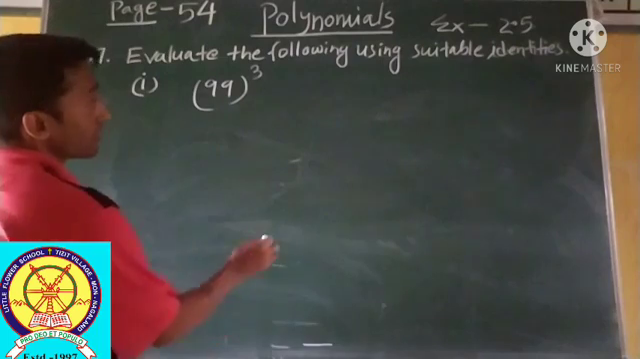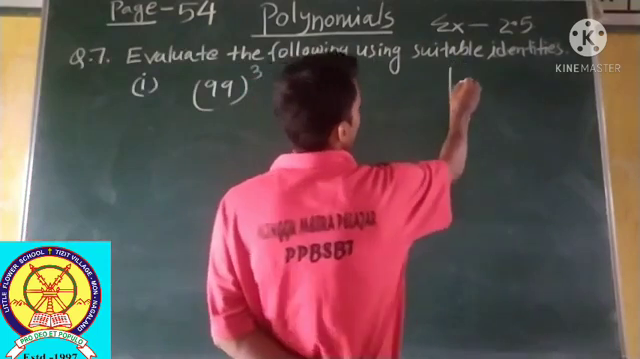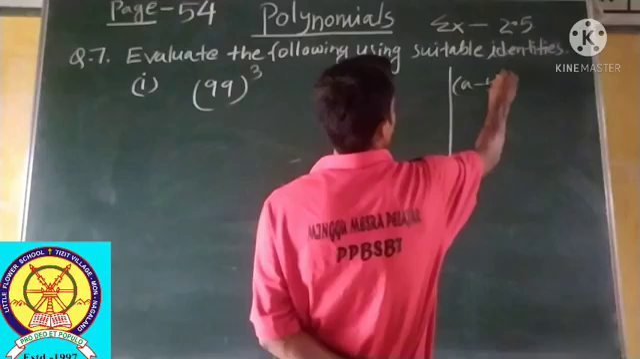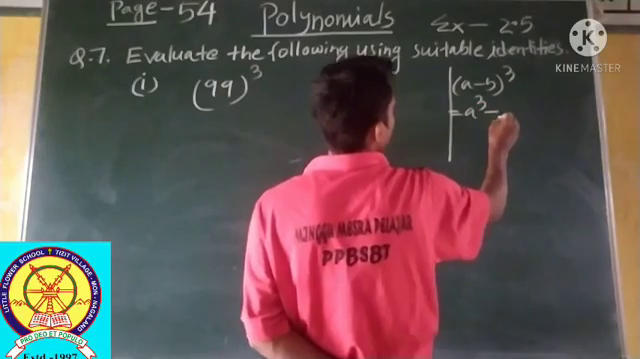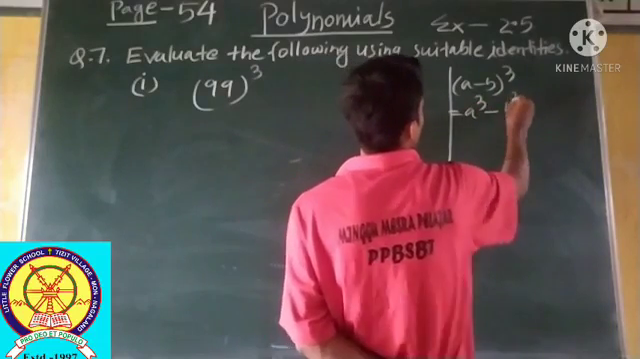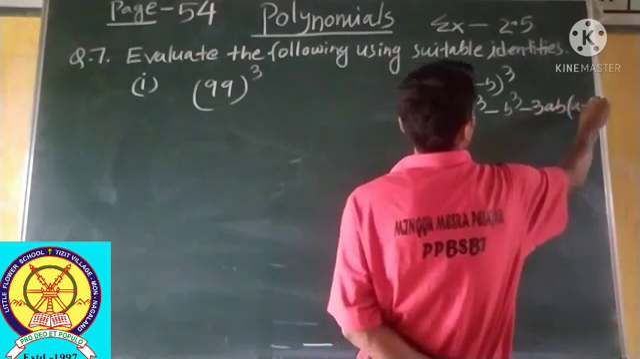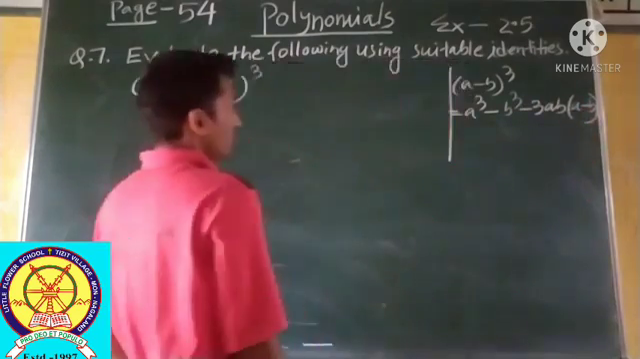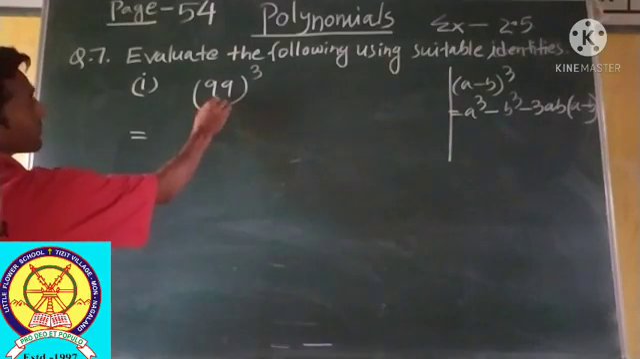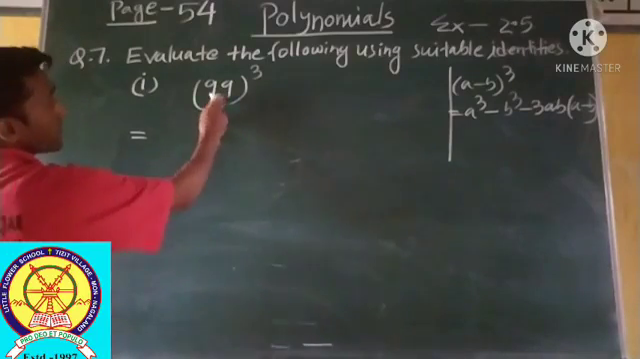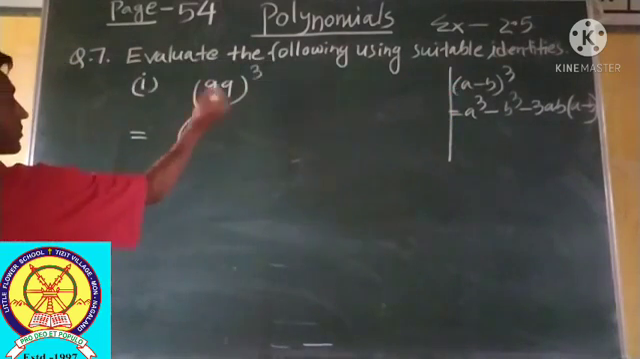So here you have to apply the identity: (a minus b) whole cube is a cube minus b cube minus 3a into b into (a minus b). So first of all, your question is 99 whole cube. First of all, you have to express this question according to the identity. So how can we express it?